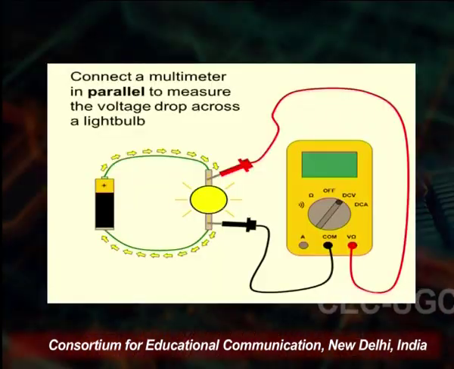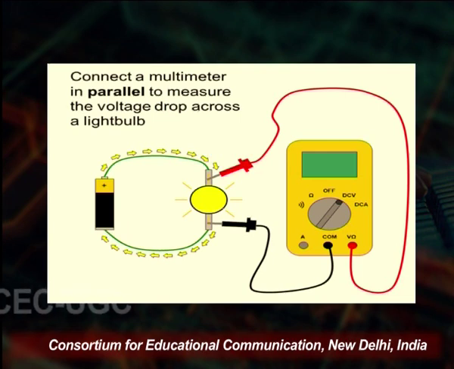Now you see on the screen that the battery is connected positive with the red and negative with the black. Now connect the multimeter in parallel to measure the voltage drop across the light bulb. As the light bulb is glowing, there is a voltage drop, so we can measure it by just connecting the multimeter in parallel with the circuit.